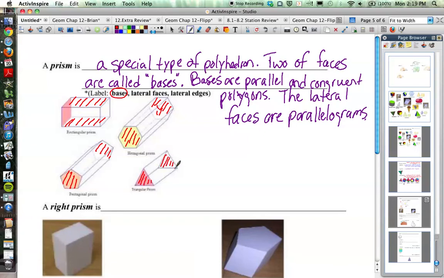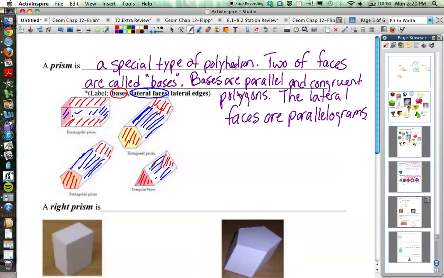So I'd like you to color those in with a particular color. My bases are red. And then you have the lateral faces. The lateral faces are the ones on the sides, which I will color in blue here. All of the rest of the faces here are lateral faces. Same thing on this one, lateral faces are the ones going around the side. The lateral faces have to be parallelograms. Oftentimes they are rectangles, but not always, because if you have something that's tilted, then it would be more of a parallelogram than a rectangle.